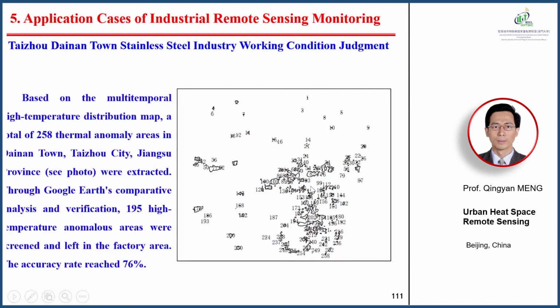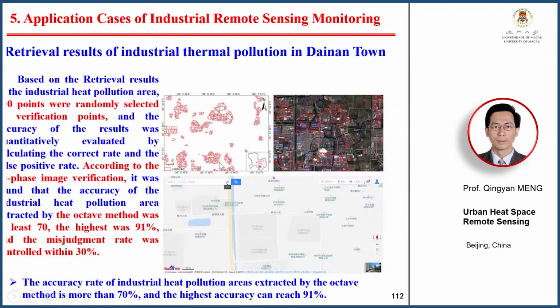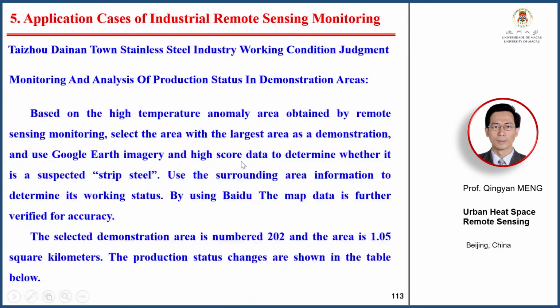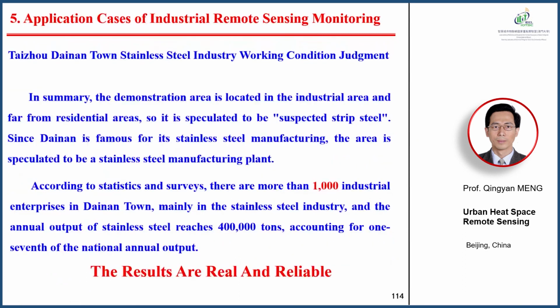Only the town was extracted. And through Baidu and Google validation, about 200 high temperature anomaly areas were confirmed to be factory areas. You can see it, and we can check the validation. Based on such a technique, we can select where is legal, where is the working status, and where are the illegal factories.